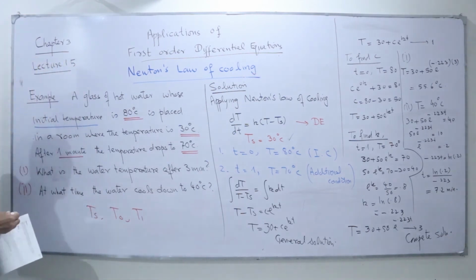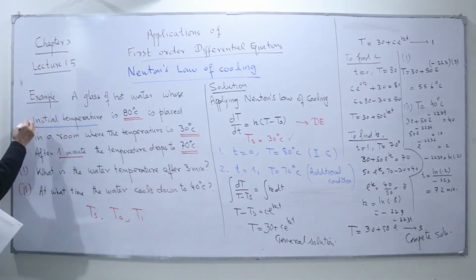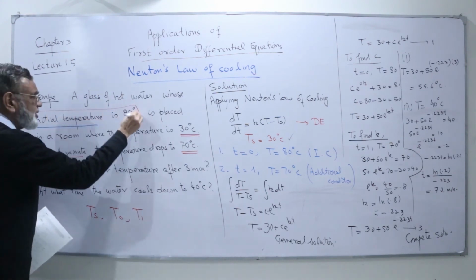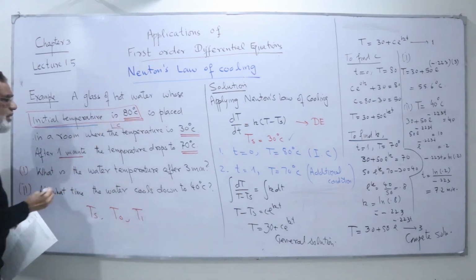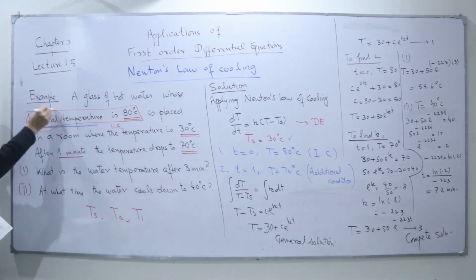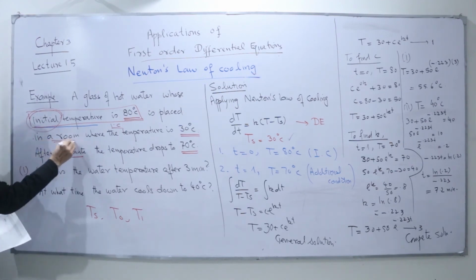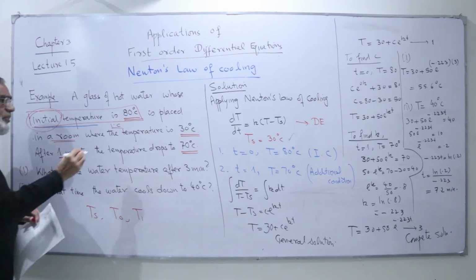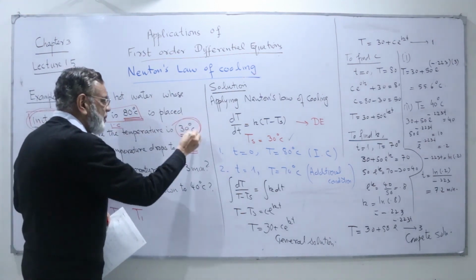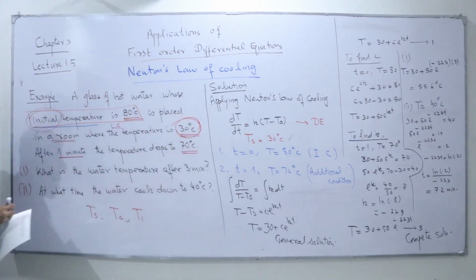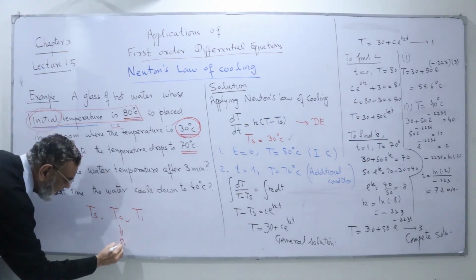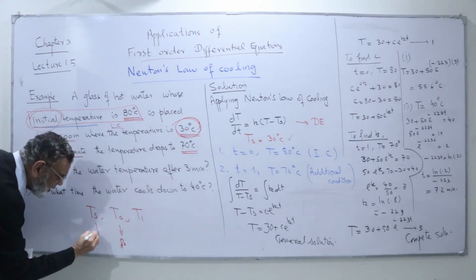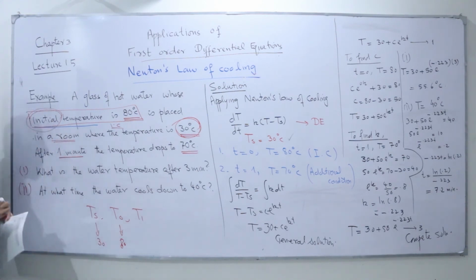Here we can see that we are given a glass of hot water, and its temperature is 80 degrees centigrade. This is my initial condition, because we are given the initial time. The glass is in a room. The room is the surrounding, where the temperature is 30. We say this is my Ts. So my T0 is 80, and my Ts is 30 degrees centigrade.